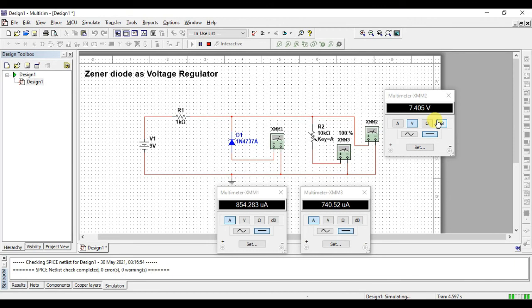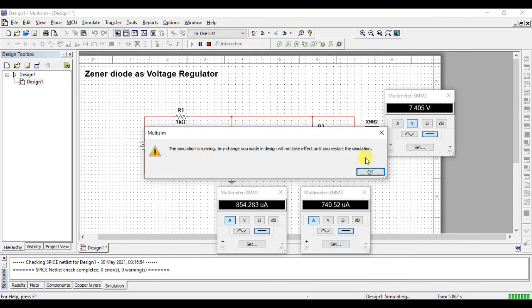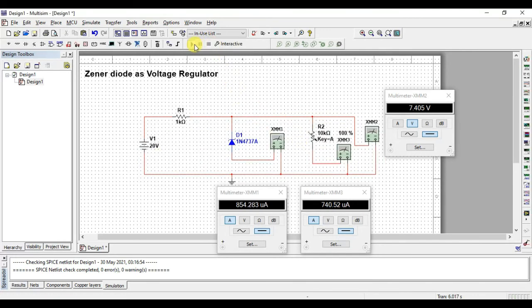It is regulating the voltage even when the supply is increasing. For example, here we have given 9 volts. If we increase 9 volts to 20 volts, you can observe the voltage at the output. If we give 20 volts at the input side, we get 7.473 at the output. In this way, the GNR diode maintains a constant voltage at the output side. That's why it is called a voltage regulator. So this is one type of calculation of the GNR diode as a voltage regulator.